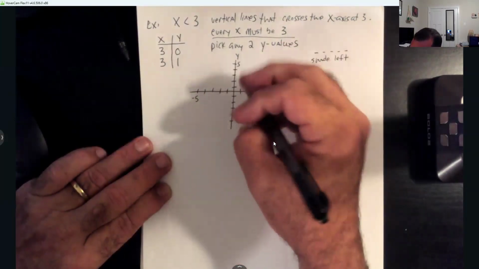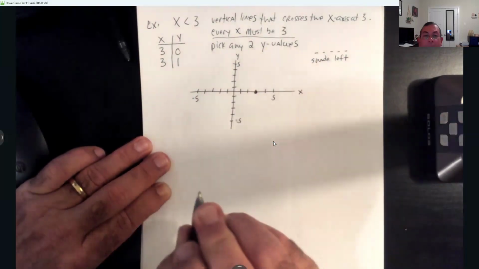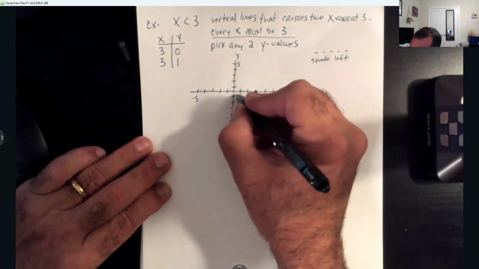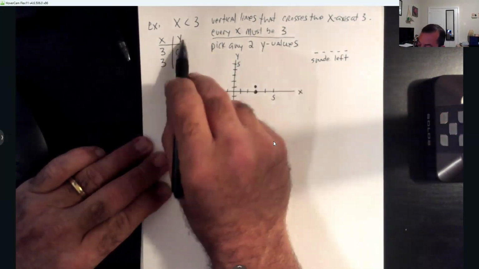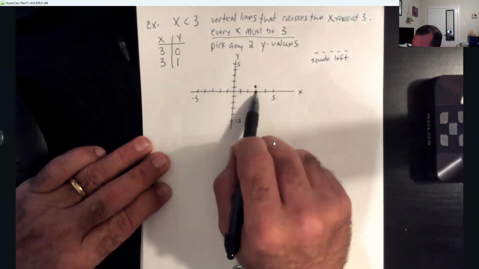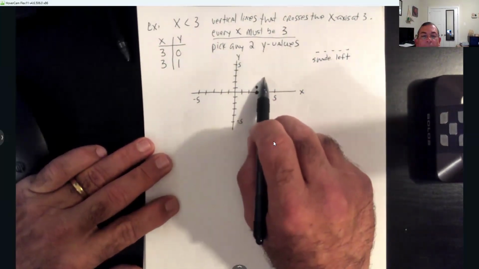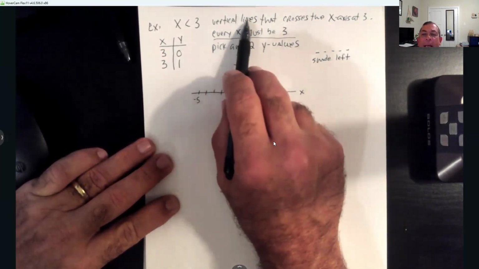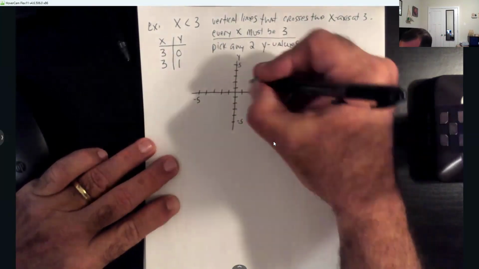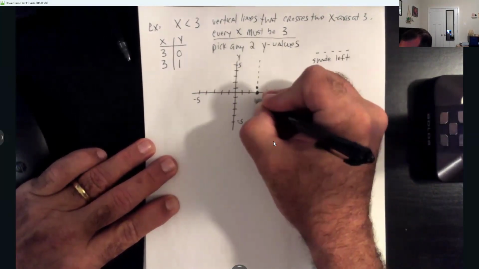All right, so 3, 0. Go right 3 and stay at 0. 3, 1. Go right 3, up 1. No matter what y values you picked, you would go 3 and then go up or down to your y values. Okay? But notice, this is going to make a vertical line like we said. So we need to use a dotted line. So we would draw a dotted line straight up and down.